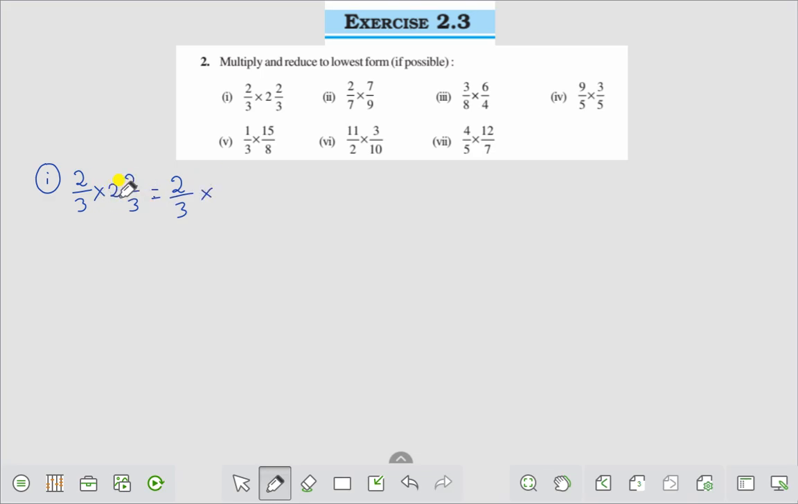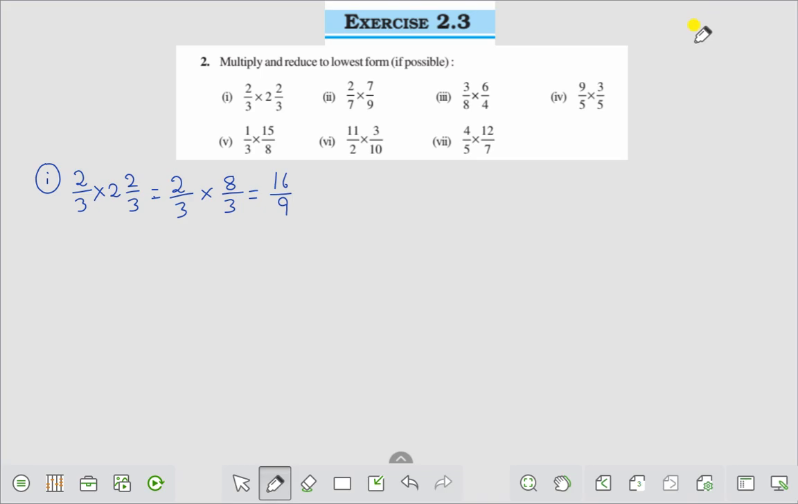The whole number should be multiplied with the denominator, right? 3 2s are 6, and the answer will be added to the numerator, right? That is 3 2s are 6 plus 2, 8. That is 8 by 3. And that is equal to 2 8s are 16 by 3 3s are 9. Now divide 16 by 9.